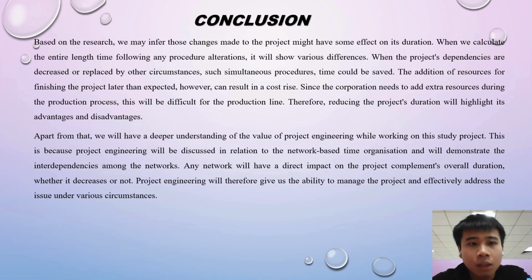Based on the results, we may infer that changes to the project might have some effect on the schedule. When we calculate the entire length of time for each project iteration, it will show various differences, whether project efficiency decreases or improves, but the production time can be saved. The result of finishing the project later than expected, however, can be a cost rise, since the corporation needs to add extra resources during the production process, which will be difficult for the production line. Therefore, reducing the project duration will highlight its advantages and disadvantages.